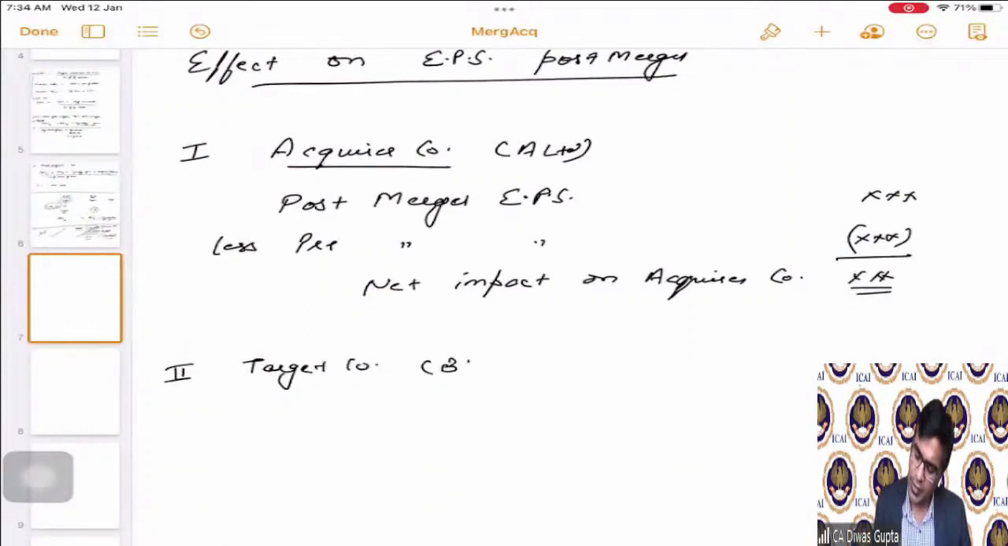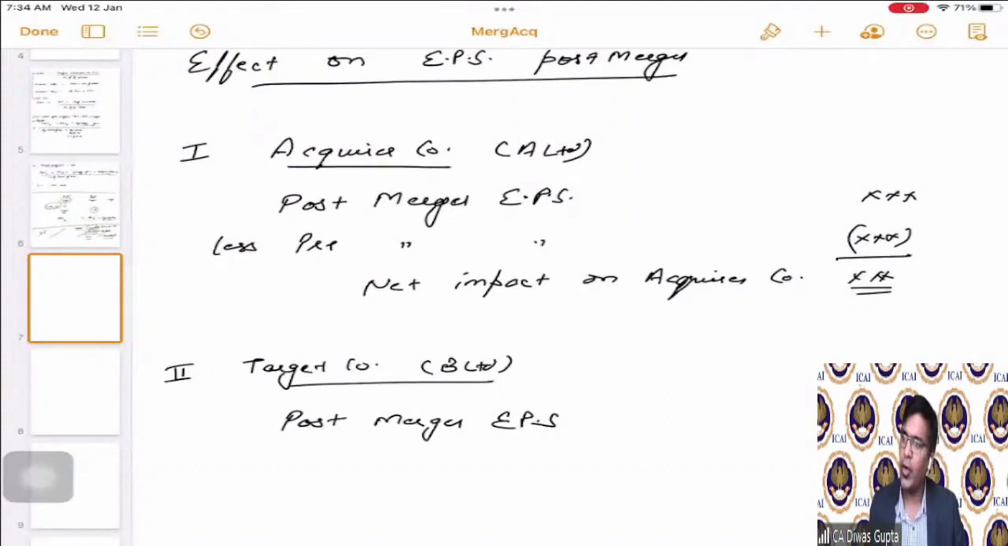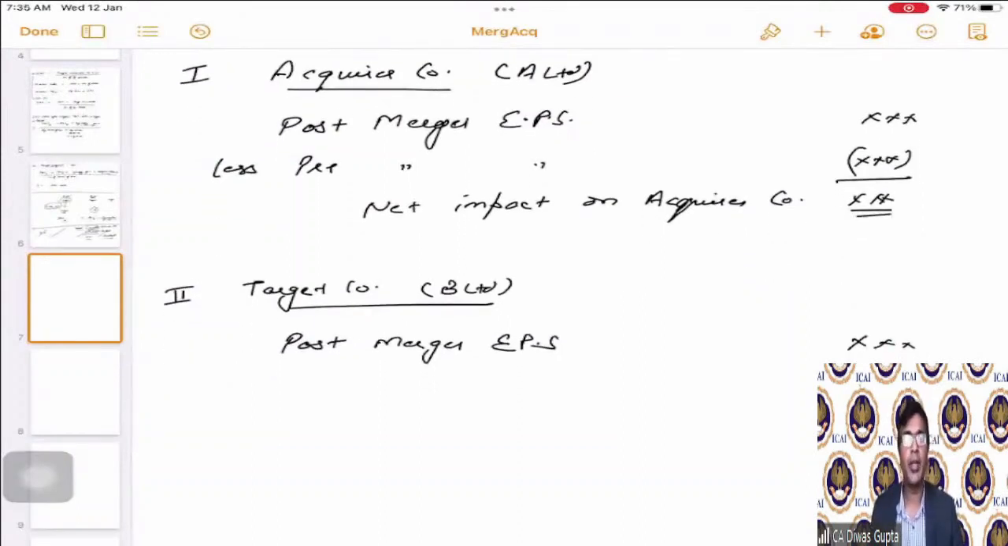Then the target company, which is B Limited. In this case, whatever the post-merger EPS is, we cannot take it as is. Why? Because of the swap ratio.